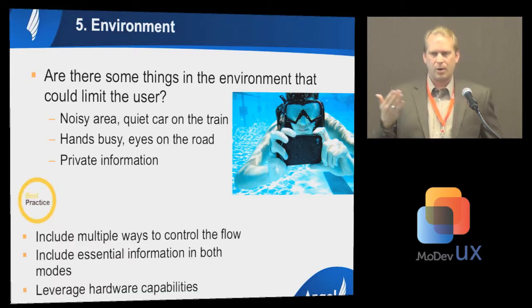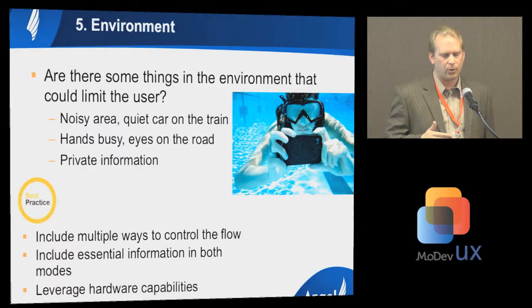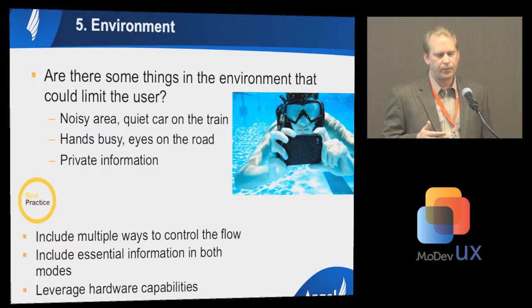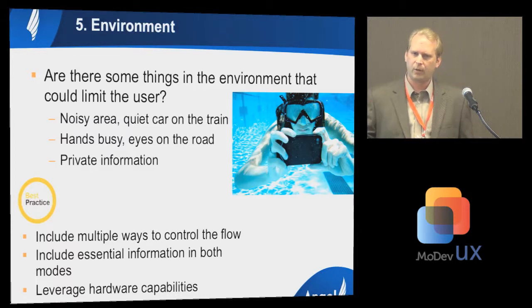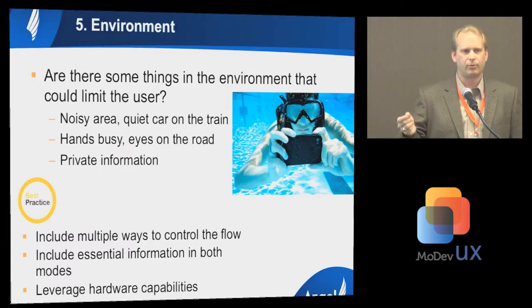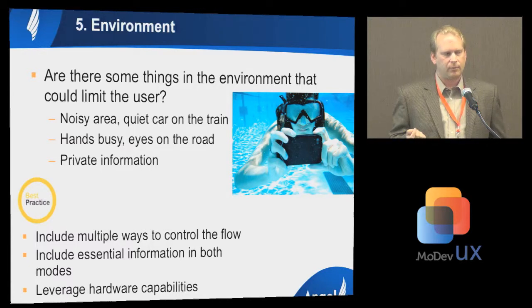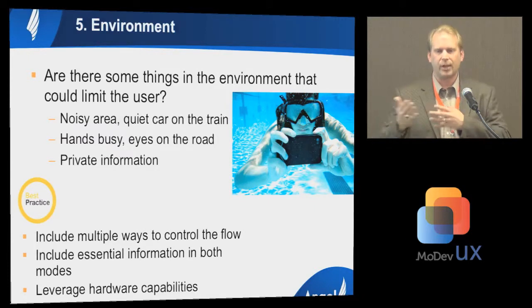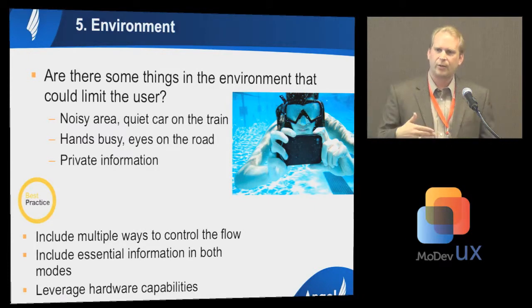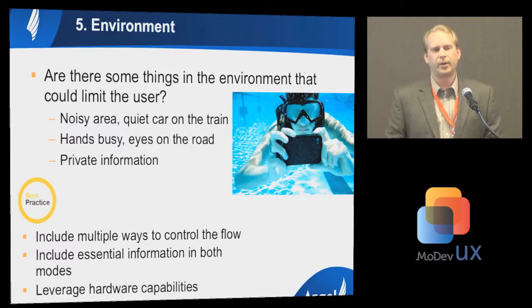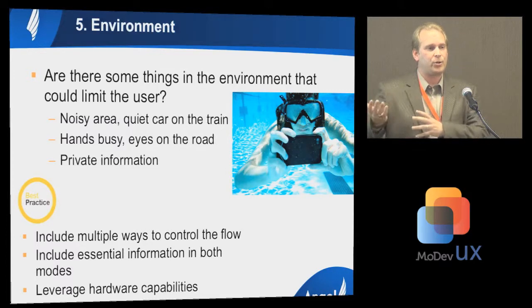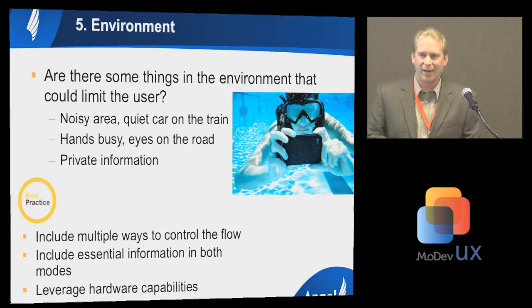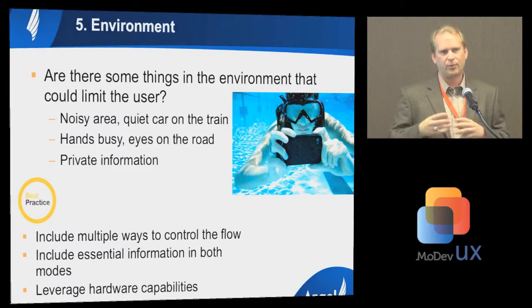So we want to build in multiple ways to control the flow. I can either say I want it to be all voice, I want it to be all touch, or partway through I want to switch it. But again, we've got to make sure we include the essential information in every step, in every mode. If I suddenly shut down the voice or the visual part of it, and in part of the flow it says, hey, I put your order number up on the screen, can you look to make sure it's right? And you can't see it, well, obviously that's a problem. So we need to make sure the essential information stays in both modes there.